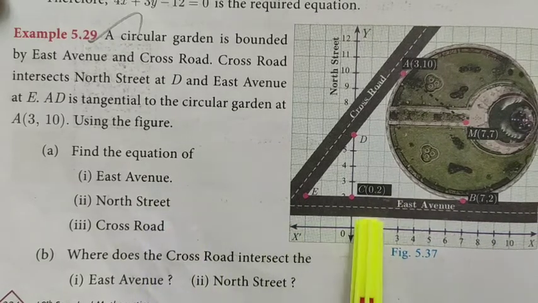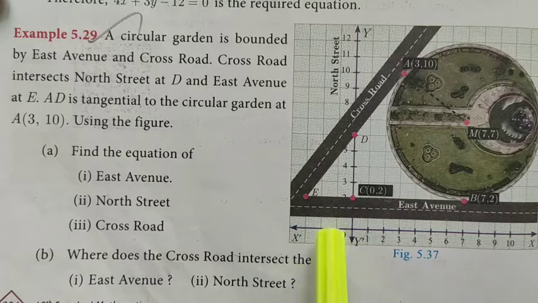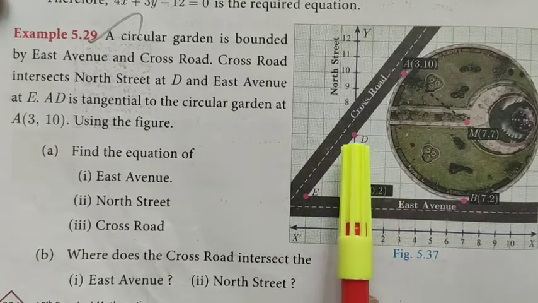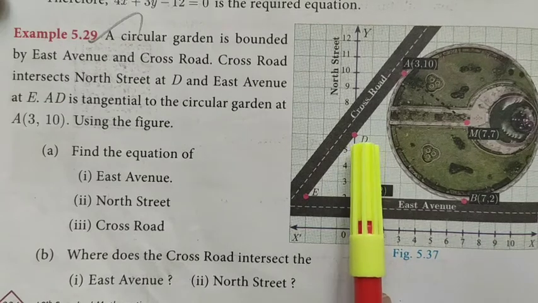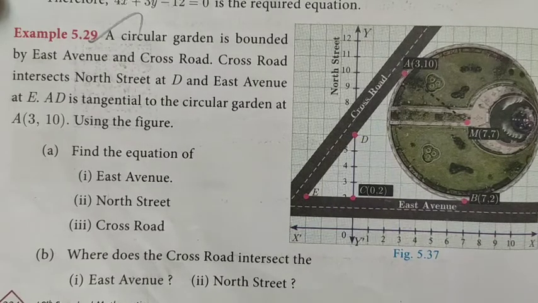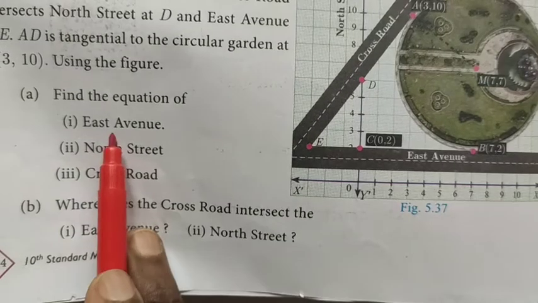And then North Street, right? North Street means here, this is the North Street. D is the point, and the point D lies on the y-axis, so x equal to 0 is the equation. Let's find them one by one. First we want to find out the East Avenue.